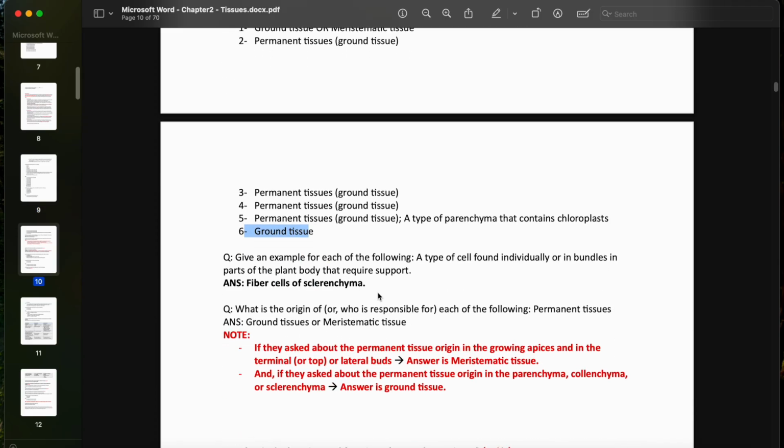They can ask you a question telling you to give an example for each of the following. And they would tell you a type of cell found individually or in bundles in parts of the plant that require support. This is just describing the fiber cell of sclerenchyma. It's very possible to get questions like this.